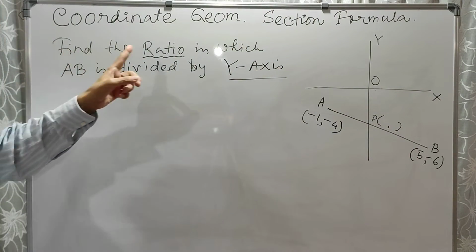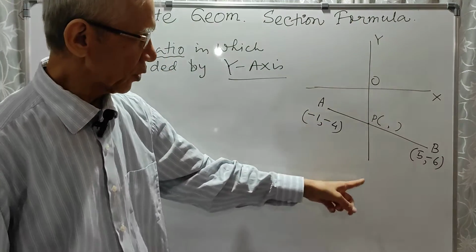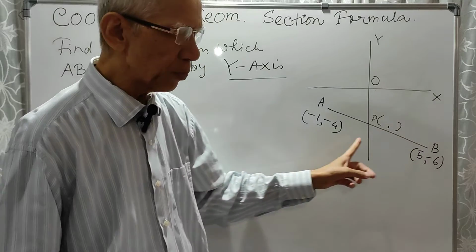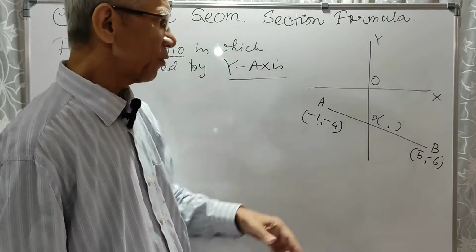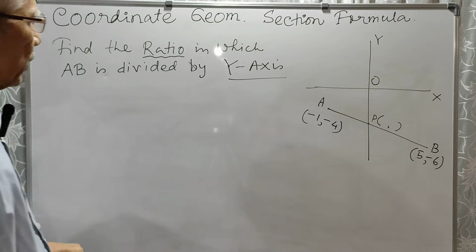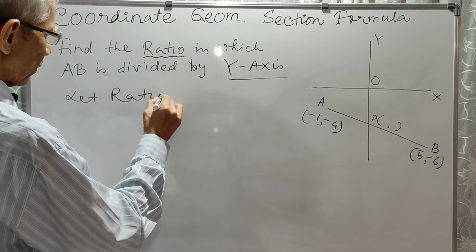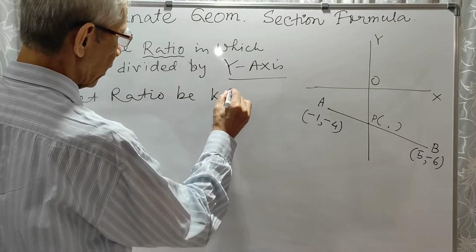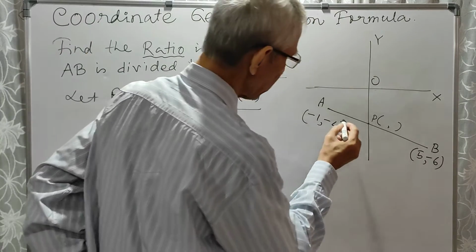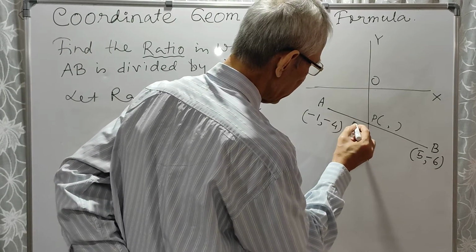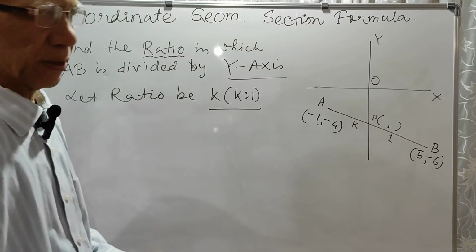So you see the question: find the ratio in which AB is divided by the y-axis. The y-axis is dividing AB into two sections, AP and PB. So we have to find the ratio. Again we'll assume, let the ratio be k, that means k is to 1. So this part AP we will call k, and PB we will call 1.